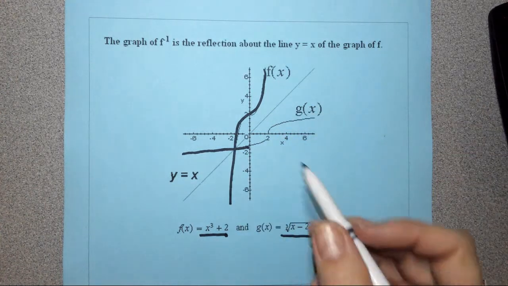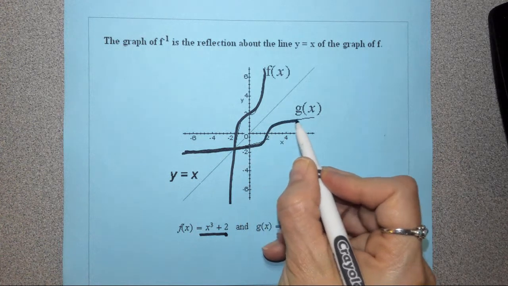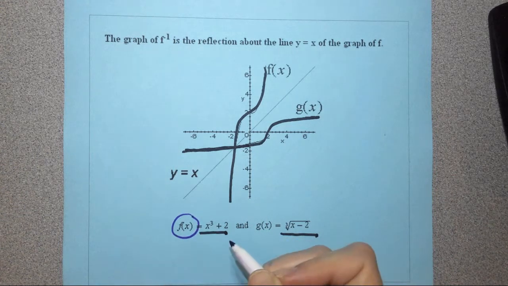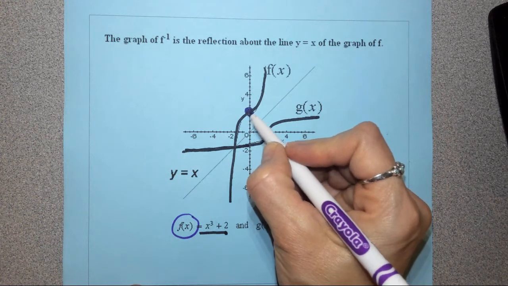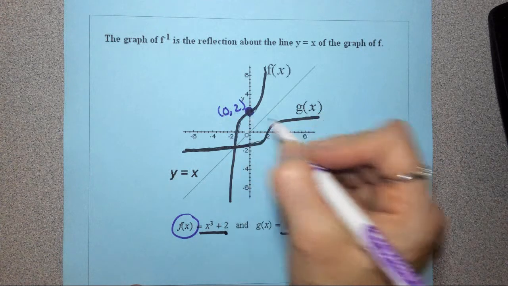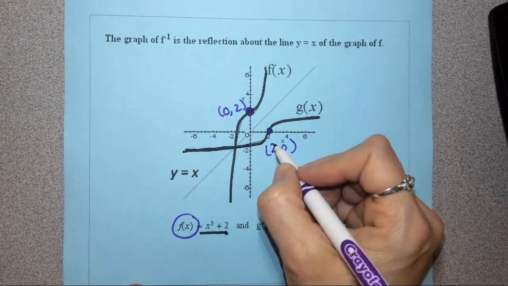And the cube root of x minus 2 is the second graph right here. So all I have to do is take any x and any y on my original graph f of x and flip it. So right here it looks like I have a point at (0, 2). If I flip that, you'll notice I also have a point at (2, 0).